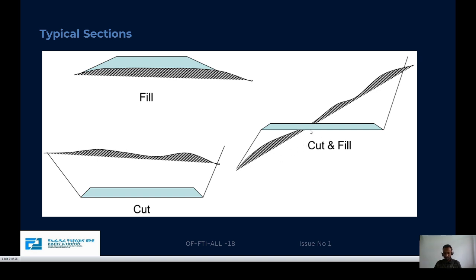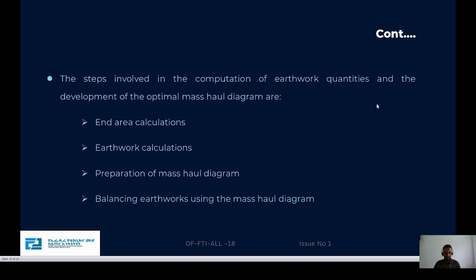So this one is like this. The original ground level is like this. So these parts will be fill, and these parts will be cut. So this one is cut, and this one is fill. Fill is given negative values, and cut will be positive values.